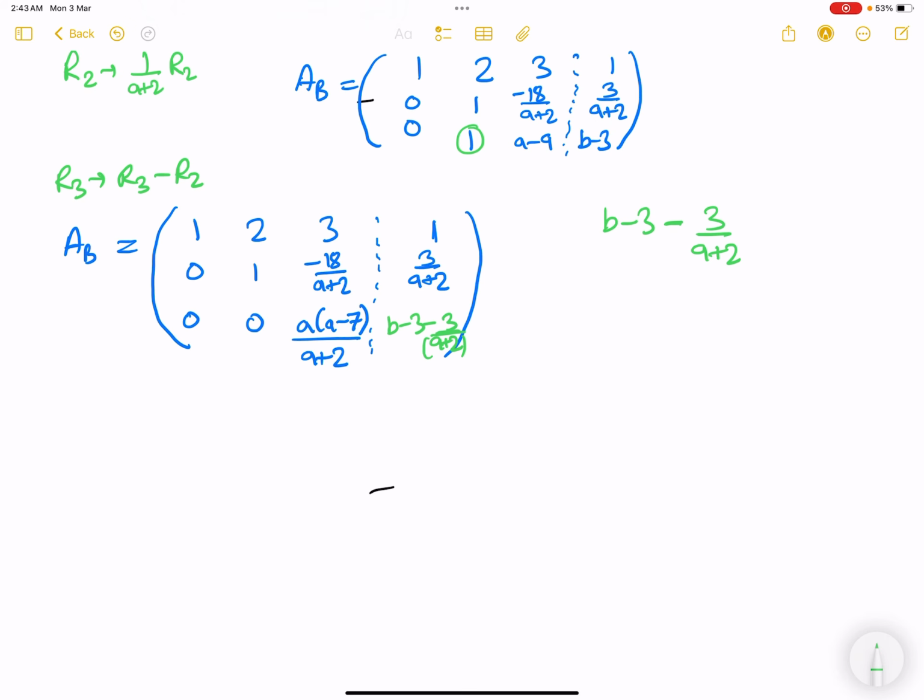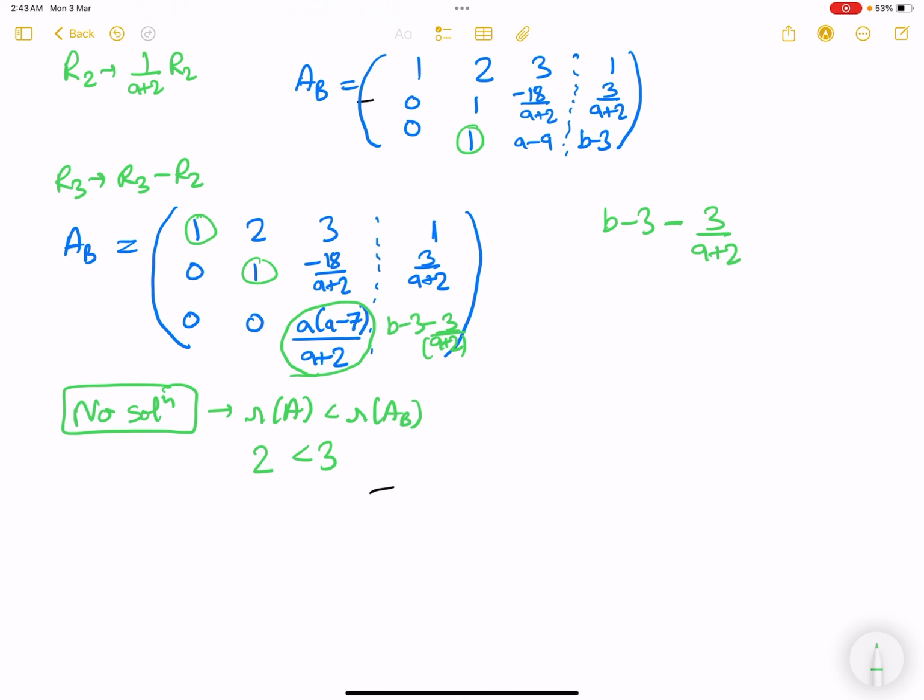Now, let's talk about the case of no solution. So, no solution would exist when we have rank of A strictly less than rank of A augmented B. So, in this case, 1, 2. Now, rank of A, this is possible only when rank of A is 2 and rank of A augmented B is 3, which means this term should be 0 and this term should not be 0.